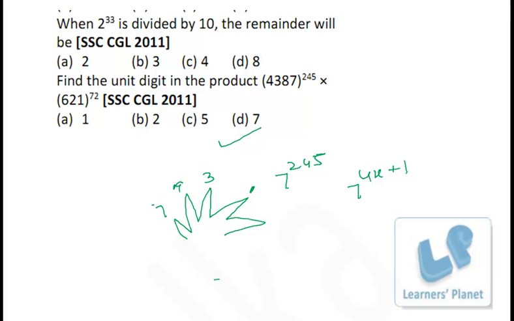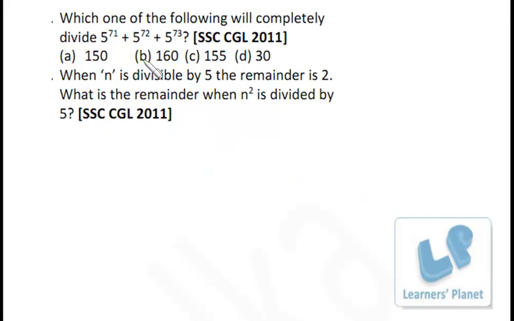Two more questions. Which one of the following will completely divide this? Okay, so what you can do is you just take 5 raised to 21 as common. So inside the bracket you'll have 1 plus 5 plus 25, right? So 25 plus 5, 30 and 1, 31. So 31 is definitely a factor of this expression, but we don't have 31 among the options.